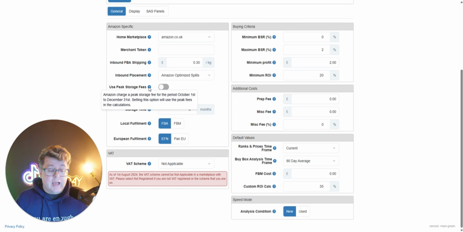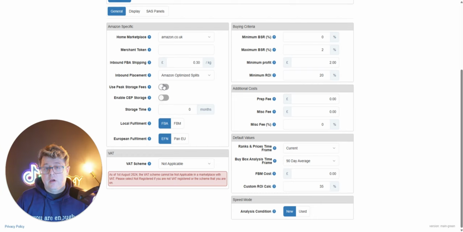in Amazon actually do go up during October the 1st to December the 31st. So the whole Q4, it's going to be costing you more money to store in Amazon's fulfillment centers. So I would recommend putting this in September time, because them products you're sourcing in September will get shipped into Amazon, and then in October you'll be thinking about selling them products November and December.